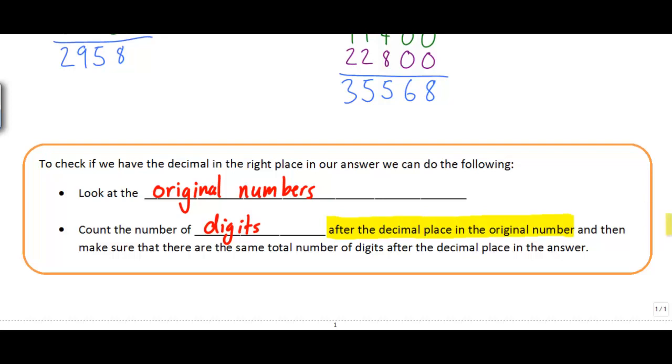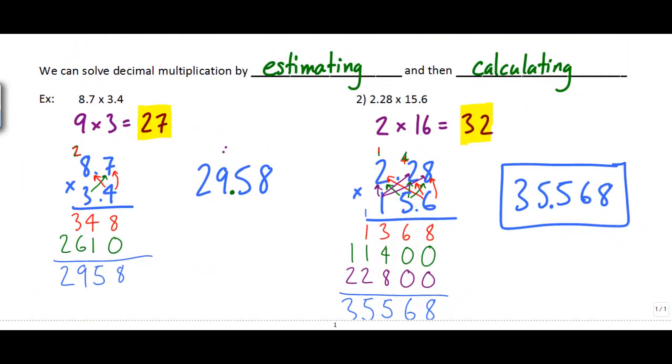So let me do a quick example. Let's go back to what we have right here, this first example. You notice in our original numbers, 8.7 times 3.4, there was one digit there, and there was one digit there. That's a total of 2 digits after the decimal place. Well, look at what we had in our final answer. Our final answer had a total of 2 digits after the decimal. So 1, 2, 1, 2.